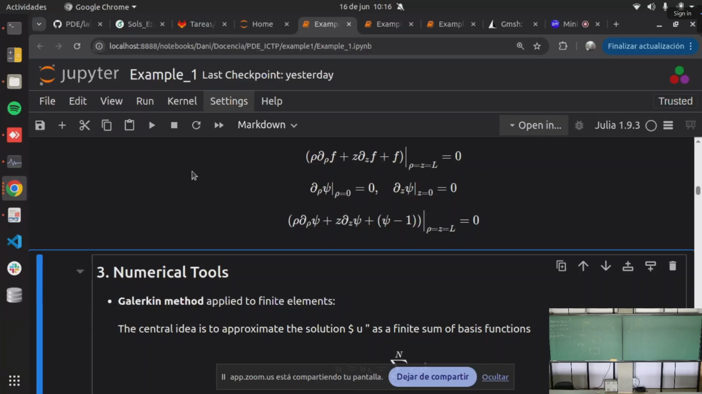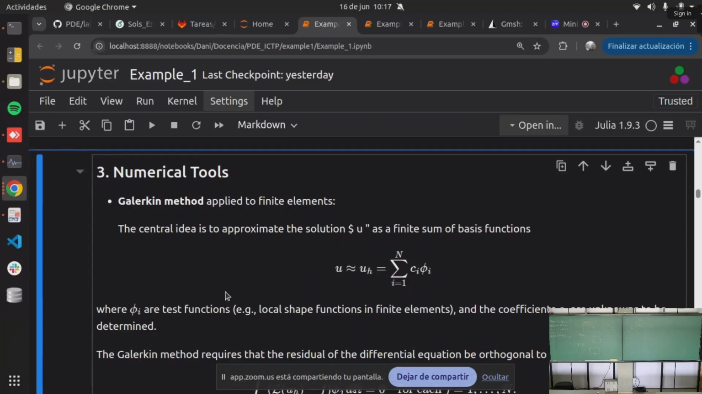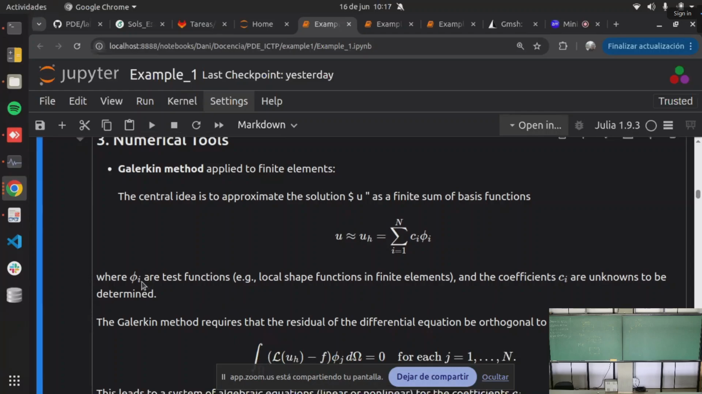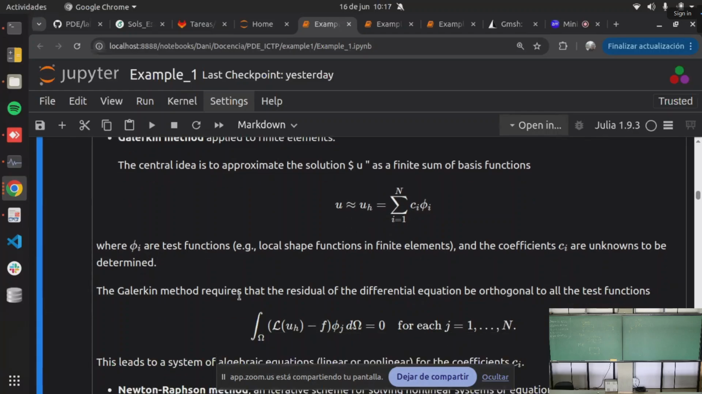So the numerical tools, maybe you were learning about that. We will use the Galerkin method to apply finite elements. The central idea is to approximate the solution U as a finite sum of basis functions, where the basis functions are the test functions. And the Galerkin method requires writing the residual of a differential equation as orthogonal to the test functions like this.